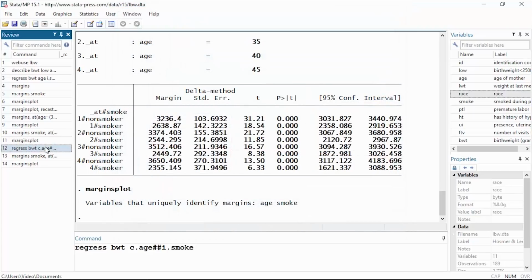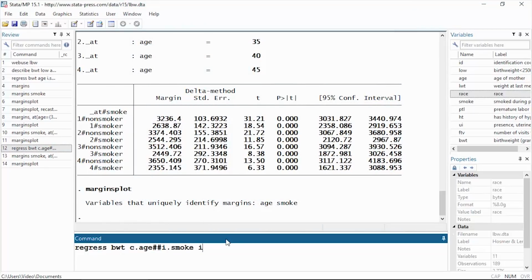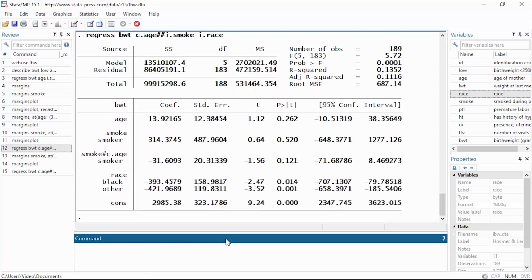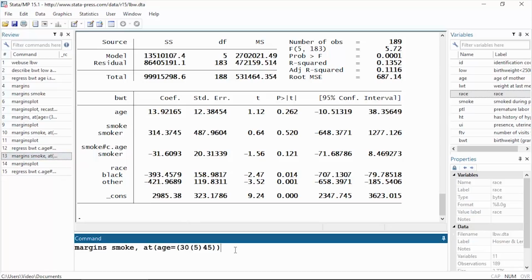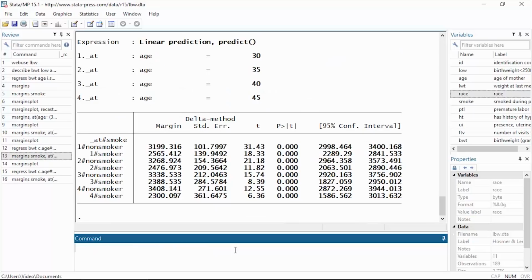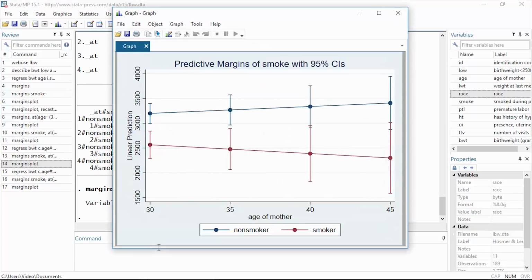I could also go back and refit this model adjusting for race. So I could type i.race, fit that model, and I'm going to use the exact same margins command again. Margins smoke at age equal those numbers. Press enter. Again, margins calculates the predictions for me, and I can type marginsplot. Again, I'm just clicking this in the results window. And I see a similar graph, expected birth weight over age by smoking and non-smoking, but this time it's adjusted for race, the mother's race, which is why we refer to this as margins, because it's giving us the marginal prediction.